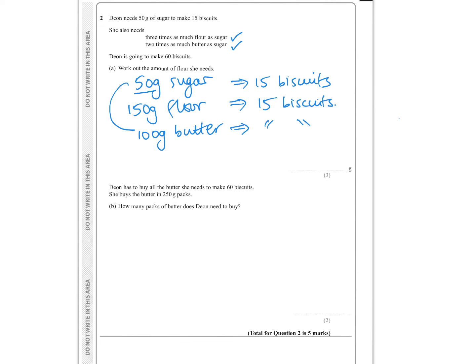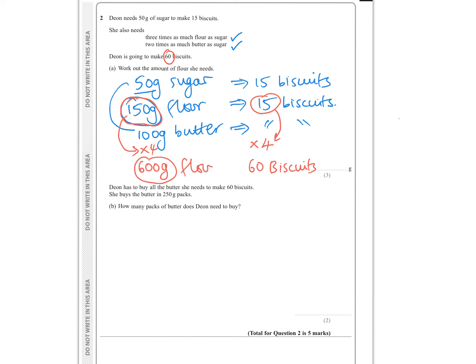So we've got to work out the amount of flour that she needs. So if there was 150 grams of flour, I'll do this in a different colour. If there was 150 grams of flour for 15 biscuits, then to get 60 biscuits, which is what is needed, we're going to have to multiply in proportion both sides by 4. So we've got 150 multiplied by 4, which is 600 grams, and that will give us our 15 by 4, which is 60 biscuits. So the answer is 600 grams of flour.